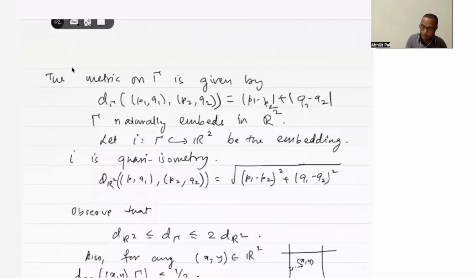And now what is the metric on this graph? The metric on this graph is as follows. Let us take two points (P1, Q1) and (P2, Q2) in this graph gamma. So the distance in gamma is equal to the modulus of P1 minus P2 plus the modulus of Q1 minus Q2.